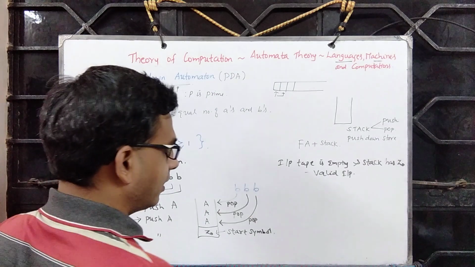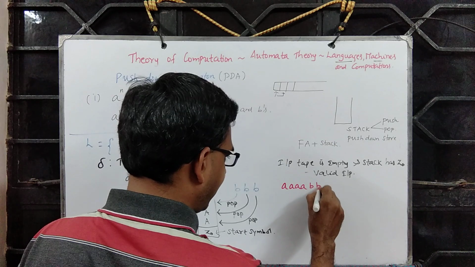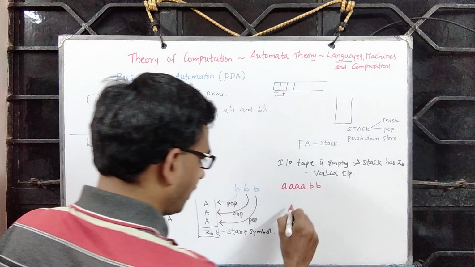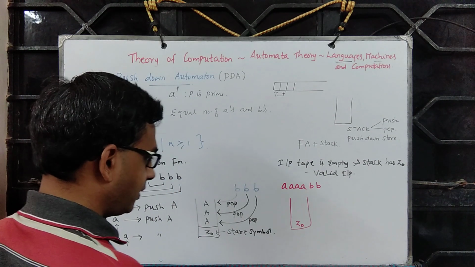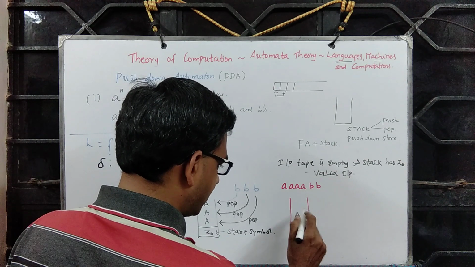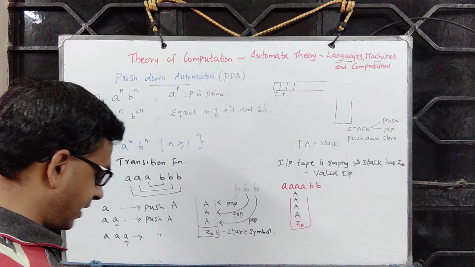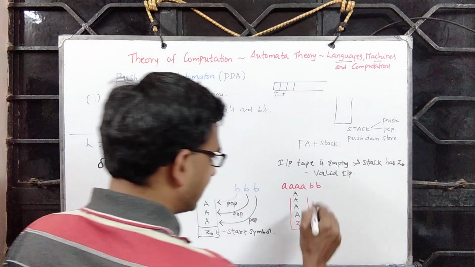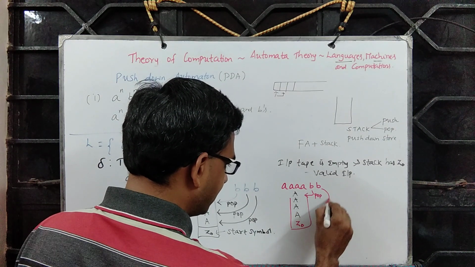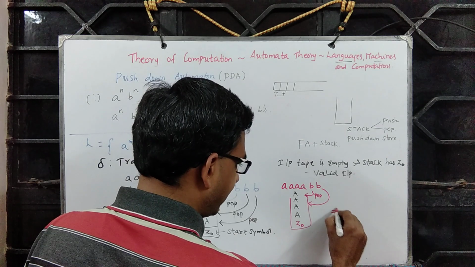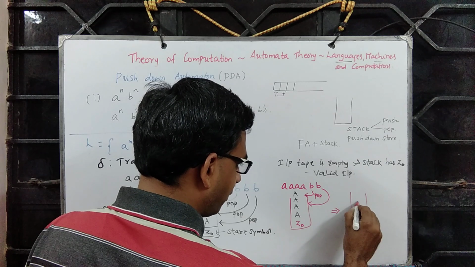Now let's look at an input like this. Say 4 A's followed by 2 B's. For each A, we perform push. So we get 4 A's onto the stack. Next, we start performing pop. For this B, we pop this. For this B, we pop this. So finally, if you look at the stack configuration, it will be Z0 followed by AA.